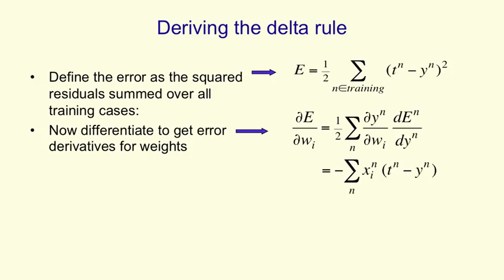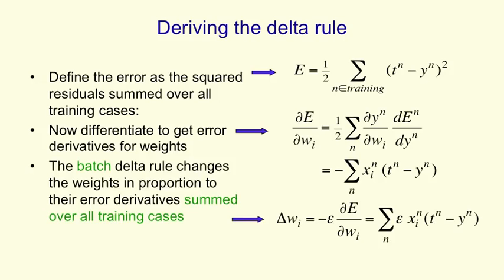The reason the first one, dy by dw, is written with a curly d is because it's a partial derivative. That is, there are many different weights you can change to change the output, and here we're just considering the change to weight i. So dy by dwi is actually equal to xi, because y is just the sum of wi times xi. And dE by dy is just t minus y, because when we differentiate that t minus y squared and use the half to cancel the 2, we just get t minus y.